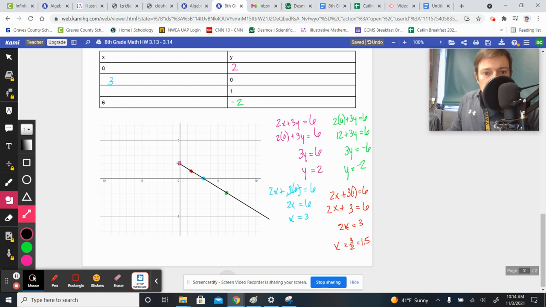And it looks like it has a slope of down 2 over 3, or negative 2/3. I'll add that on there just for funsies. Slope equals negative 2/3. Y-intercept here at 2. B equals 2.